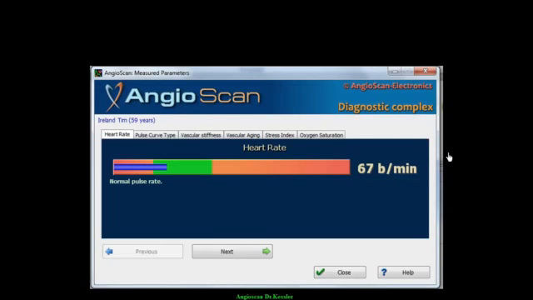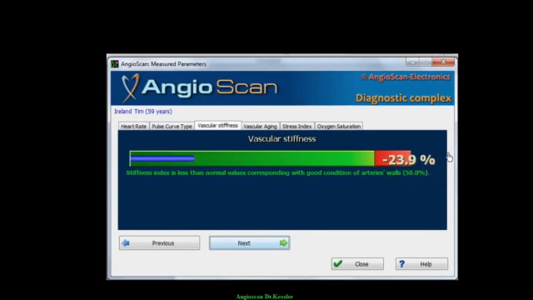So here's our test. First screen, this person is 59 years old. His blood pressure, his pulse, his heart rate is 67 beats per minute. His vascular stiffness is very, very good. You can see here that he's really at the beginning of this green vertical line, and it's saying that he has a negative 23.9% vascular stiffness. We'd love to have those negative numbers. There's very little stiffness when the numbers are in the negative zone.